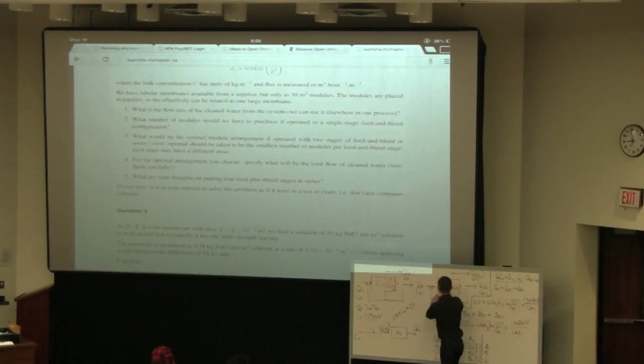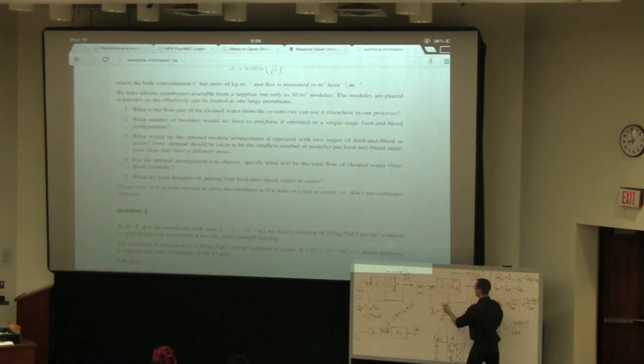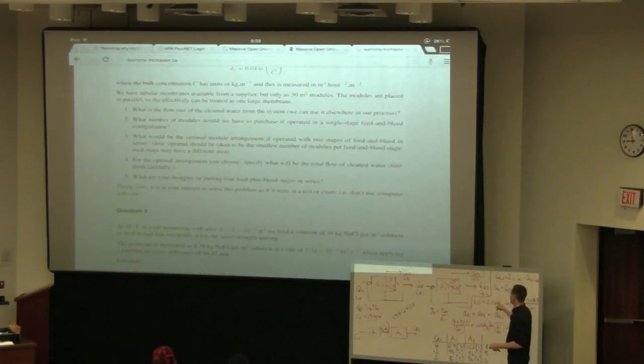Now that's coming into this membrane, which, let's say, my calculation required 25 meters squared, and now I've put in 30. So now I'm putting in a more concentrated feed, I'm going to get an even more concentrated CR2. I'm going to exceed my target of 20 kilograms per meter cubed. And there's nothing we can do about that because we're forced to buy these in discrete sizes.